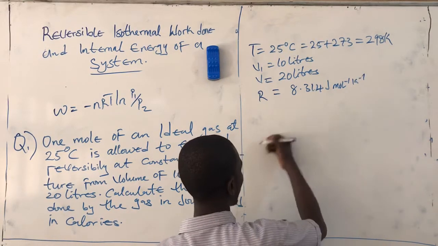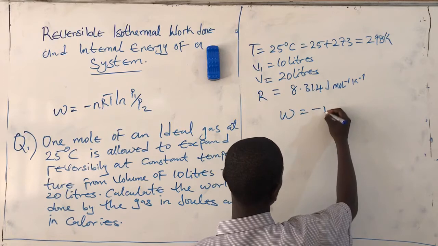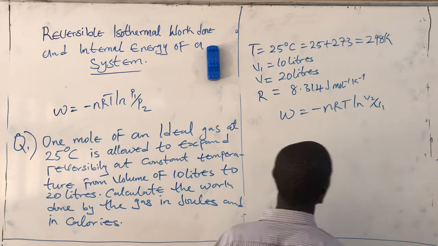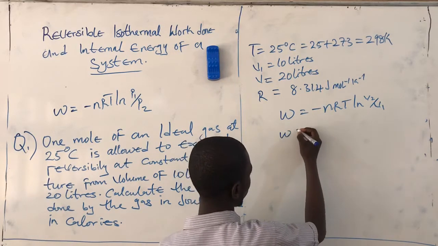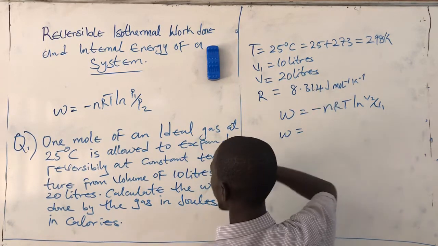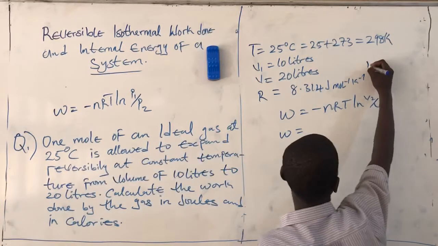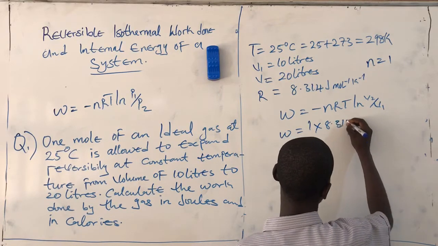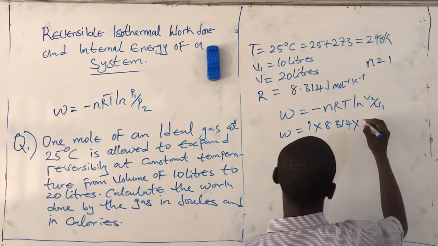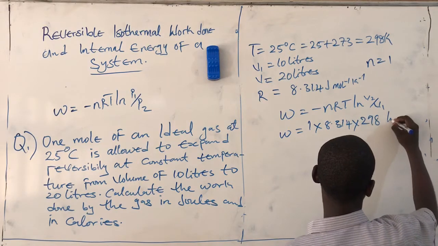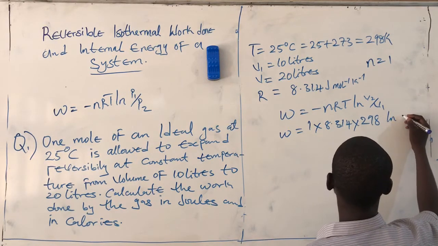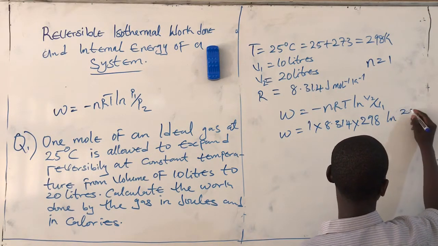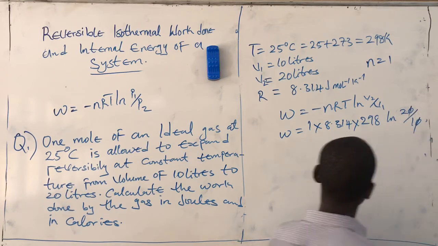So let's not forget our formula: W is equal to minus nRT ln V2 over V1. W is equal to minus, and our number of moles is 1. n is equal to 1, 1 times 8.314 times our temperature, which is 298, ln V2 is 20, ln 20 over 10, which is the same thing as ln 2.